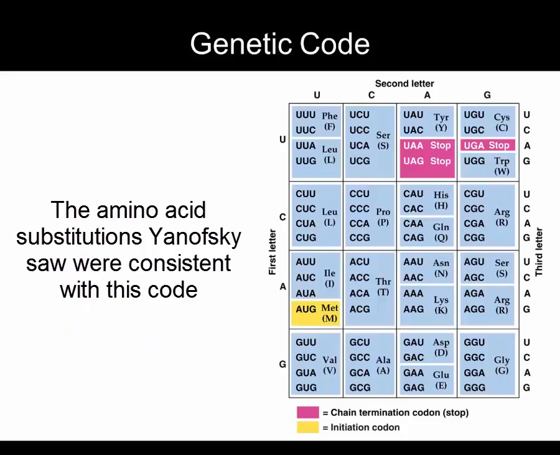The pattern of substitutions Yanofsky saw was consistent with the layout of the codon table we've already discussed. This was important because all the previously discussed experiments were in vitro, so there were questions about whether these rules truly applied to living organisms.